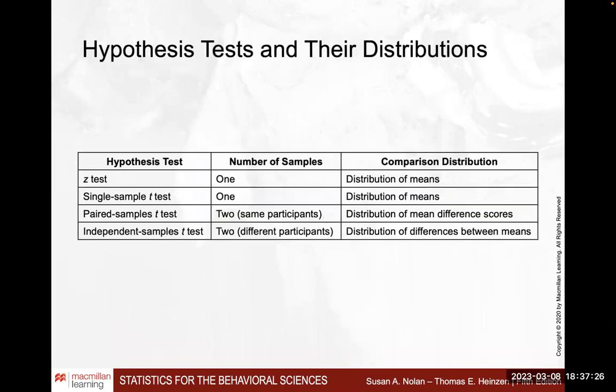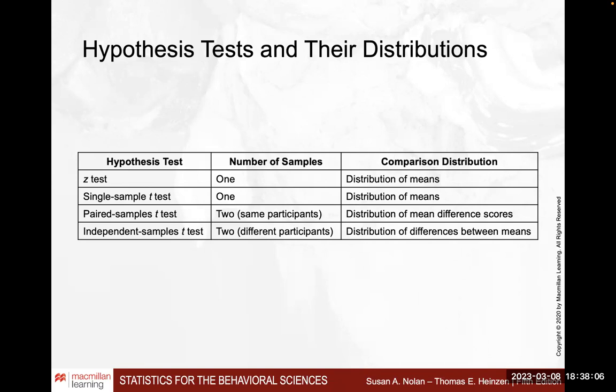And this is just an overview of this comparison distribution. I'm flagging this, make a note of this table, because that's essentially how you determine these comparison distributions. If you have a z-test where you only have one sample, you're comparing that one sample against your population mean. You get a distribution of means of that one sample. Same concept with the single sample t-test. You have one sample and you compare the distribution of means against your population mean, and you use that to standardize the difference between a sample mean and your population mean.